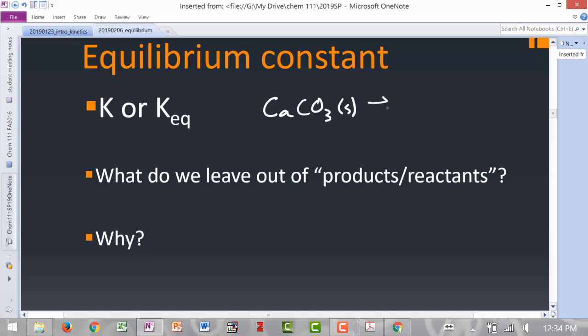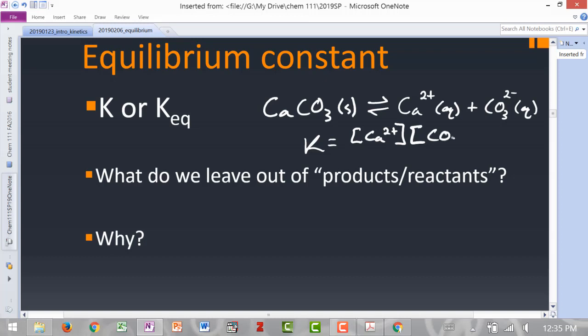This is one of the most pertinent reactions for that, which is the dissolving of calcium carbonate, which is a structural building block for many marine organisms, corals, shell builders, and so on. I'm not going to include the calcium carbonate, solid.